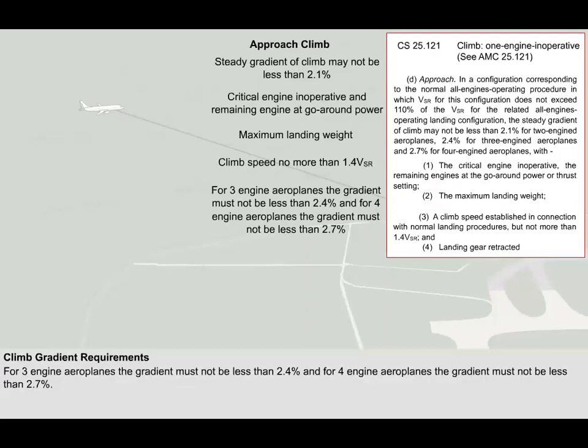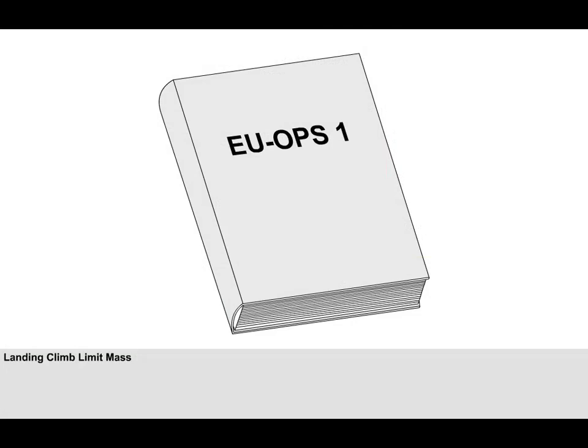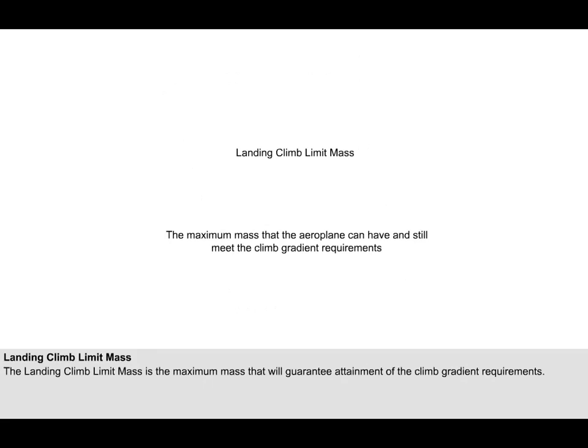Note that the gradient requirements stipulated here are all air gradients, and therefore are independent of wind. EU OPS 1 more precisely describes the climb requirements by stating that the landing mass of the aeroplane must be such that the climb gradient requirements can be met. The maximum mass that the aeroplane can have and still meet the climb gradient requirements is called the landing climb limit mass, or climb limit landing mass. Exceeding this mass means that the aeroplane will not be able to attain the climb gradient requirements.